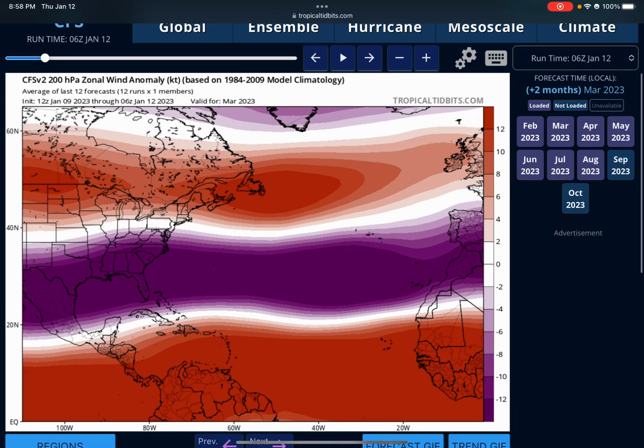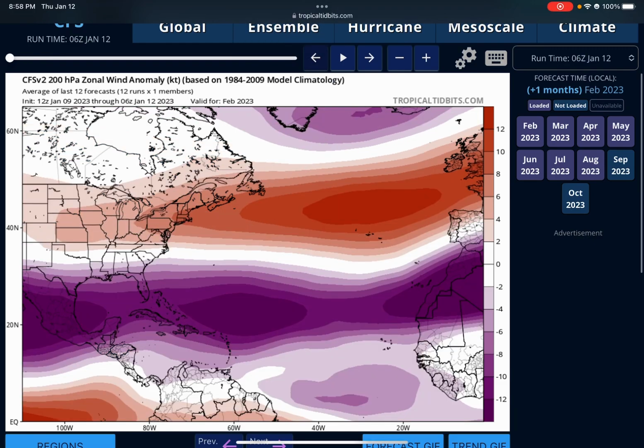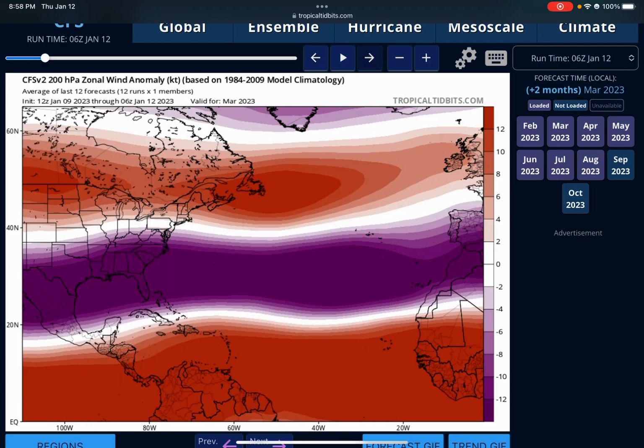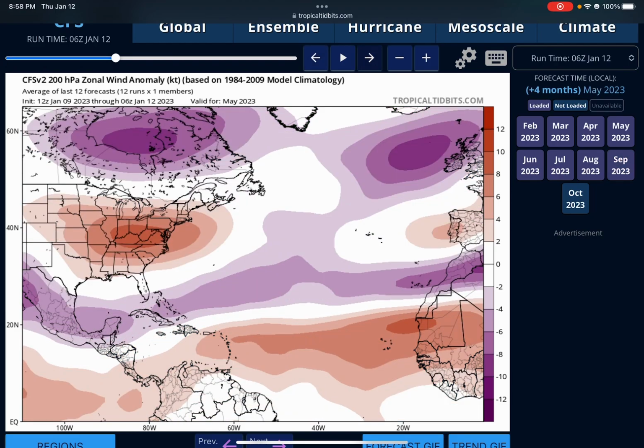So we see for February 2023, not much going on, but then again, it is February, so this doesn't really matter, of course. March, April, let's skip to May, right before the hurricane season starts. We do see a little more interference in the Atlantic, more winds, which will help bring tropical cyclones to the United States, but again, will inhibit tropical cyclone activity.